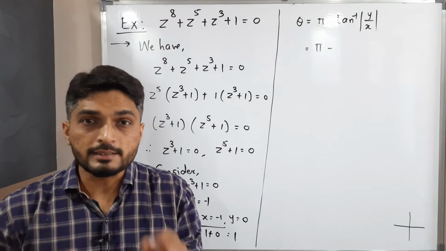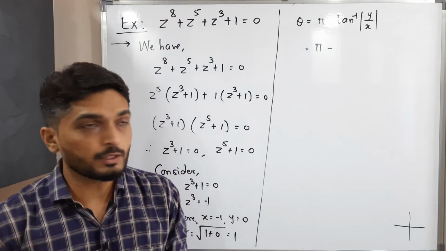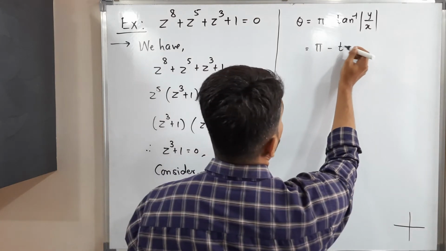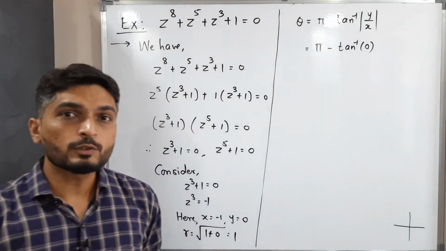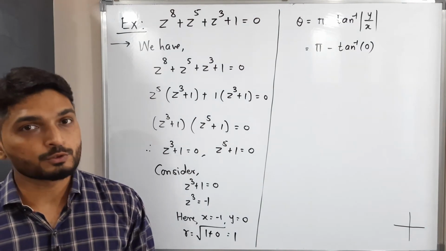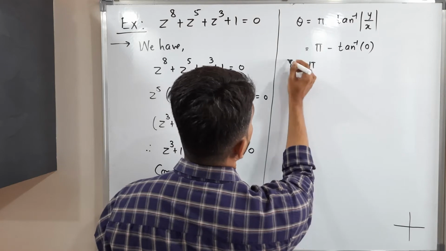You know that 0 upon any non-negative, non-zero number, you will always have 0. So therefore, tan inverse of 0. But see, tan 0 is 0, so that's why tan inverse of 0 is also 0. So the value of theta is pi. Okay, so theta is pi.